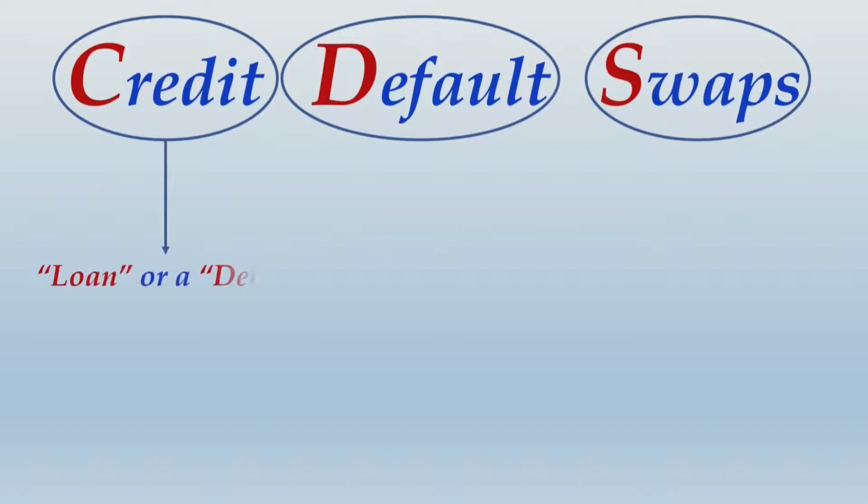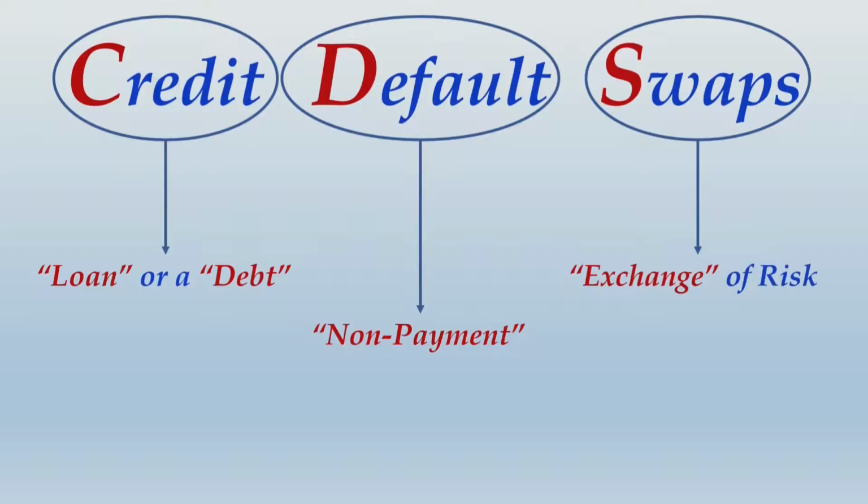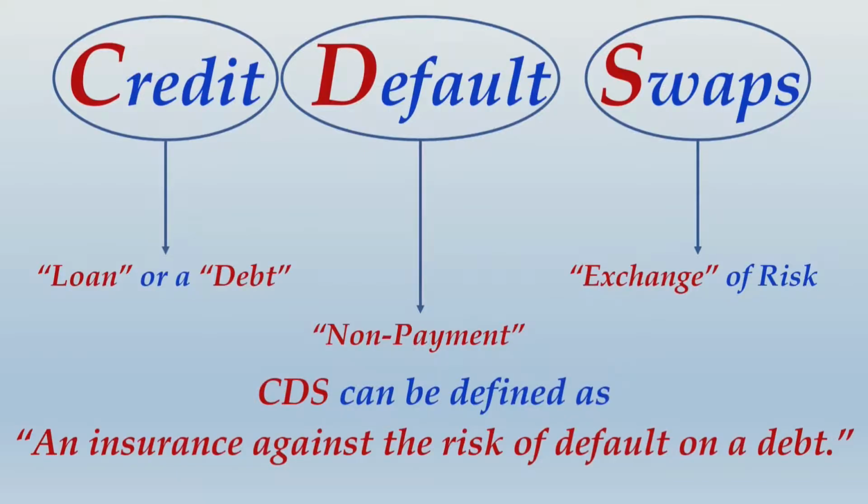Which credit are we talking about? It is basically a loan or a debt given to the counterparty. What is default? Default is basically the credit event which arises as a non-payment by the borrower. So default resembles non-payment. And when we talk about swaps, swaps indicates exchange. But what are we trying to exchange? It is the exchange of risk between the protection buyer and the protection seller. And now CDS can be defined as an insurance against the risk of default on a debt. So I want you to write this whole stuff quickly and then I take you ahead.